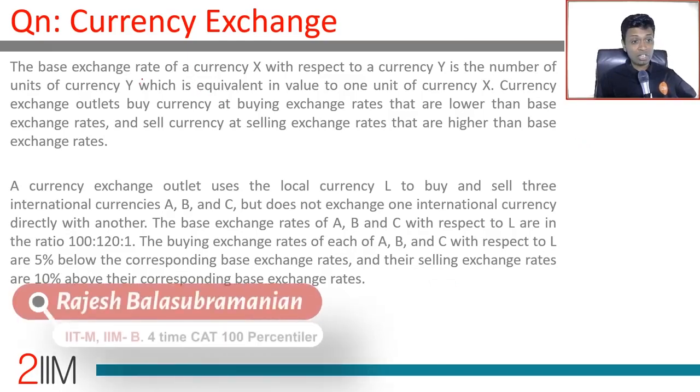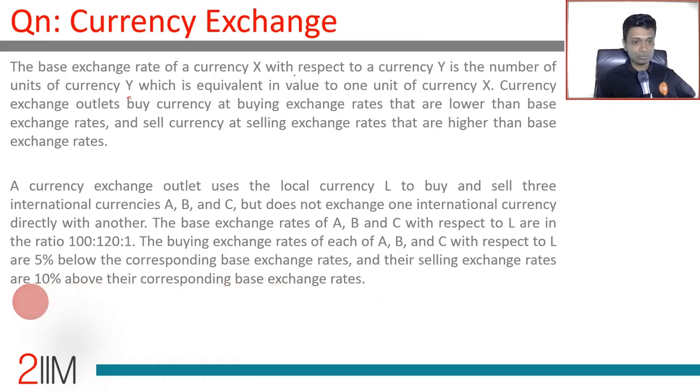The base exchange rate of a currency X with respect to currency Y is the number of units of currency Y which is equivalent in value to 1 unit of X. So this is for buying 1 unit of X, how much of Y will we spend? That's what we're thinking about. Currency exchange outlets buy currency at buying exchange rates that are lower than the base exchange rates and sell currency at selling exchange rates that are higher than the base exchange rates.